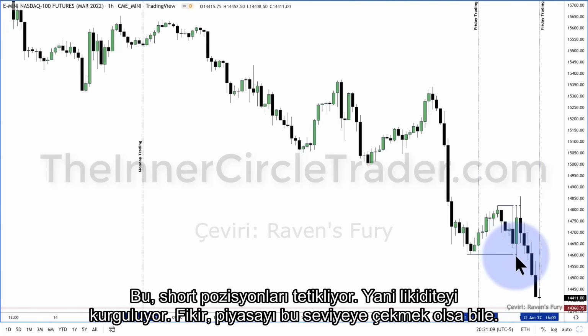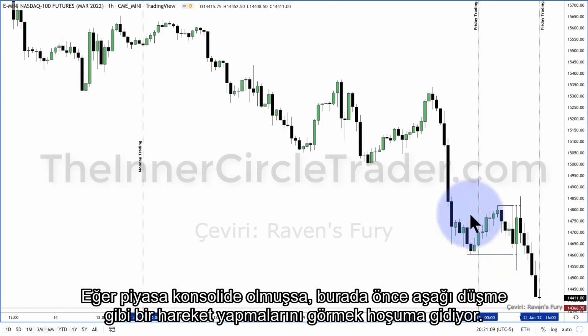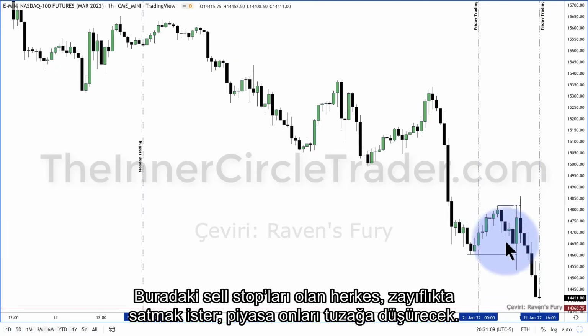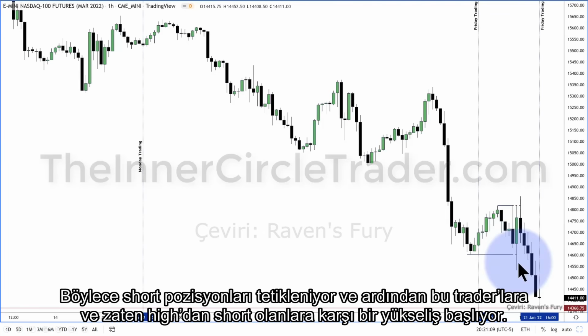This is inducing shorts, okay? So it engineers liquidity. Even if the idea is that they want to take the market down to this level, if it's been consolidating, I like to see them do this type of move here, where it drops down first. It's kind of like a sucker play. Anybody that has a sell stop below here, they want to sell on weakness, they're going to get tripped into the marketplace. So now they're triggered in short. And then they start doing a run against those traders and against those that were already short from this high.